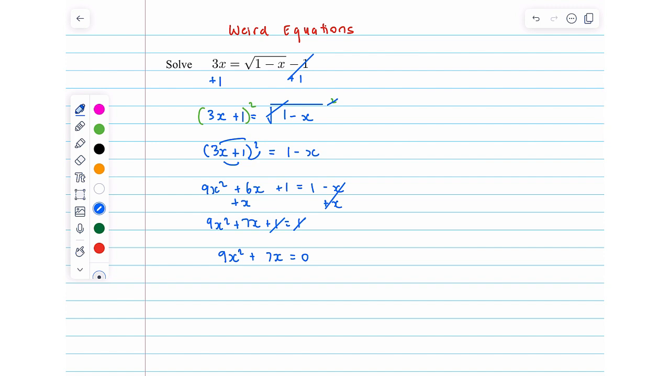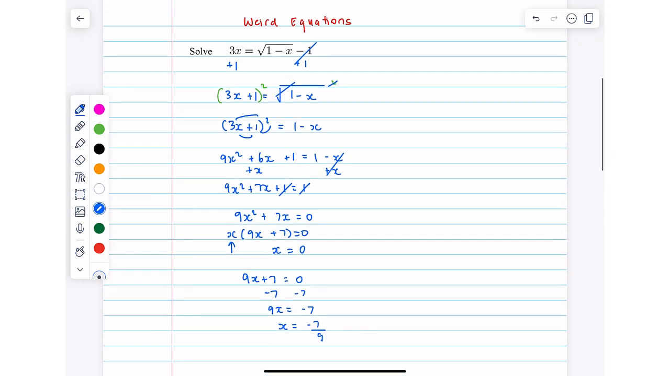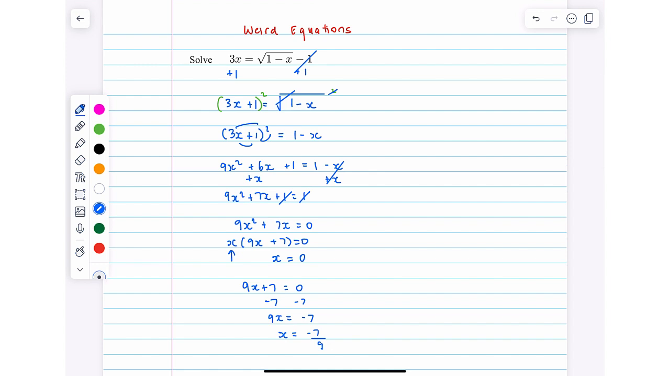It's just a quadratic, so factorizing, taking out the highest common factor, which is x bracket 9x plus 7 equals 0, using the null factor law. So if we let x equal 0, it will make the left-hand side 0, so there's our first solution. And then if we let the bracket equal 0, left-hand side will also become 0. Minus the 7 from both sides, and we get 9x is negative 7, divide both sides by 9, negative 7 ninths.